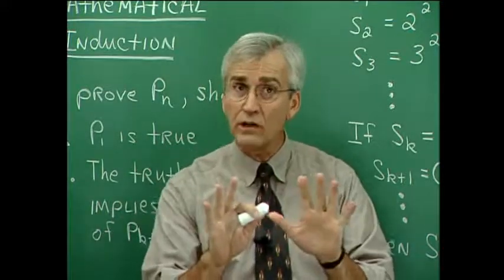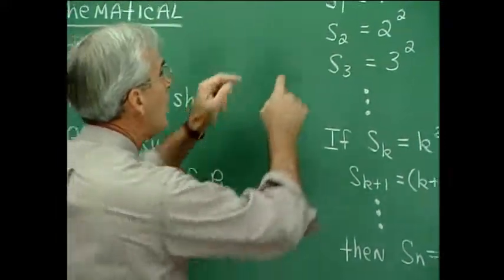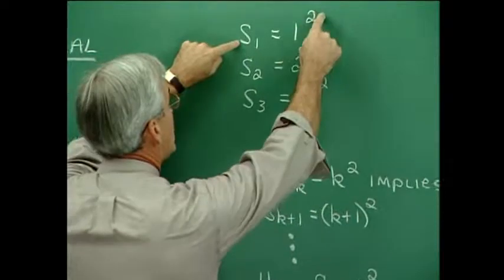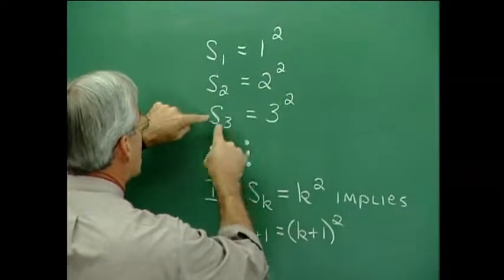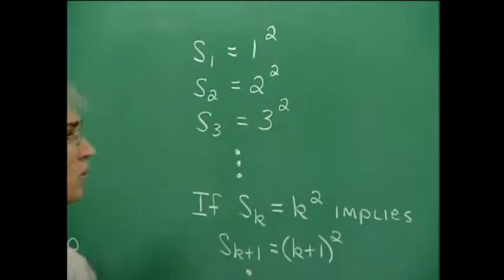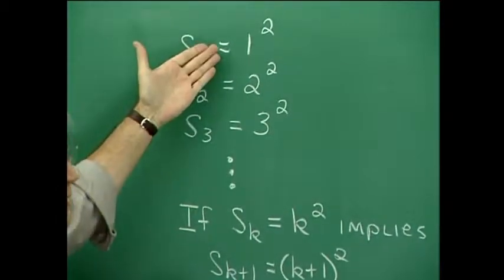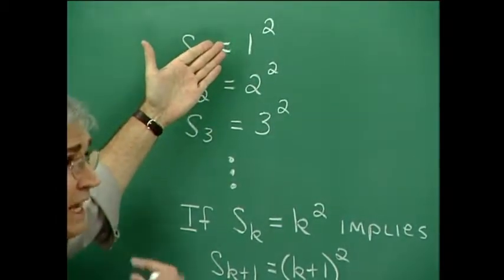Okay, so here's what we're going to do in our problem. We know that the sum of one item is 1 squared. The sum of 2 items is 2 squared. The sum of 3 items is 3 squared. Now, we've shown that the proposition is true when n is 1.